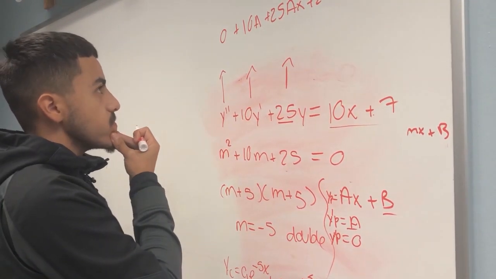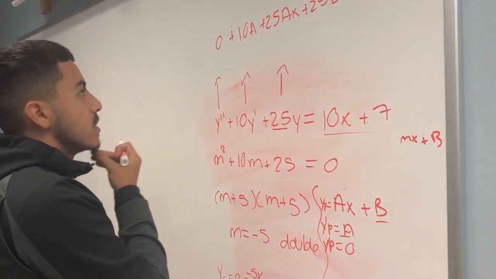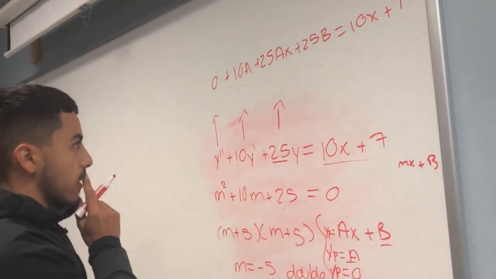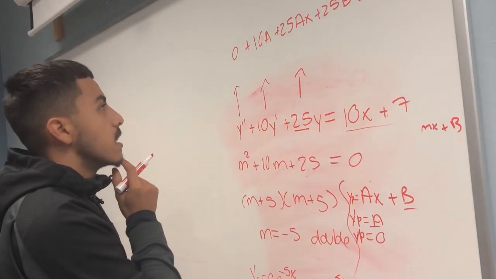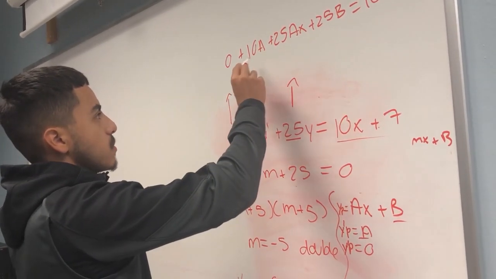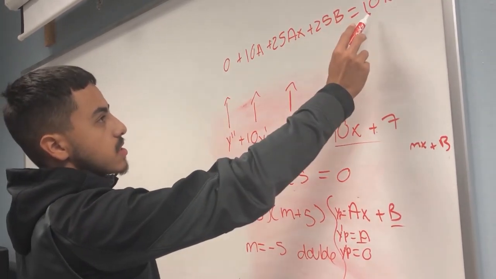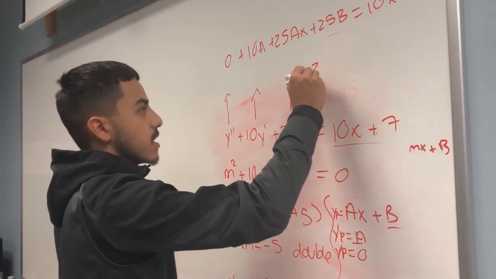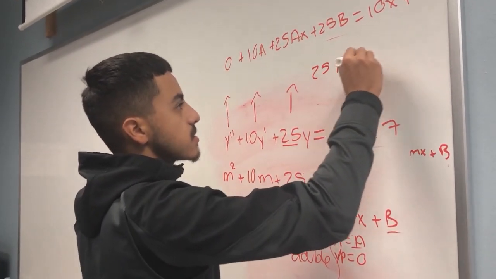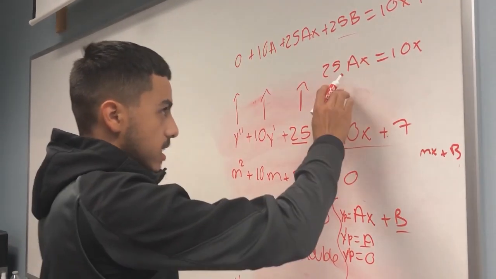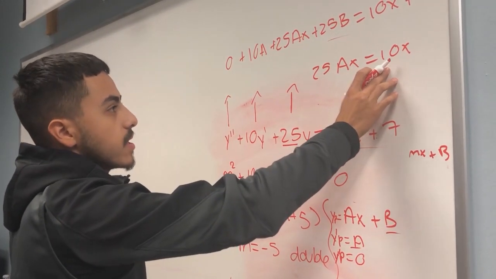So now we have stuff with x's and we have stuff with a's. So we want that to equal 10x plus 7. Do you remember how to organize it? I think we set the x terms equal to the x term here. Yep. And then the constant terms equal to the constant. Perfect. So 25a equals 10. And then for this one, we need a b that will get us to that.